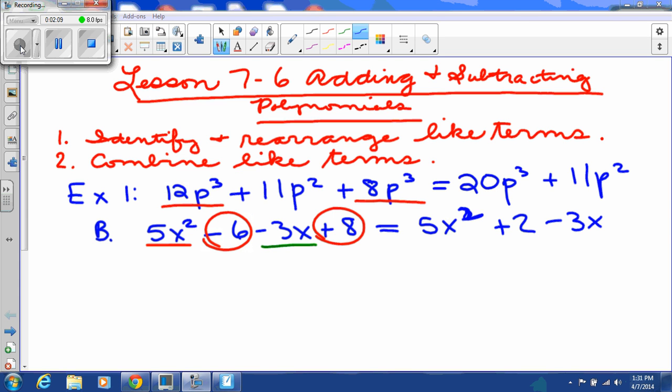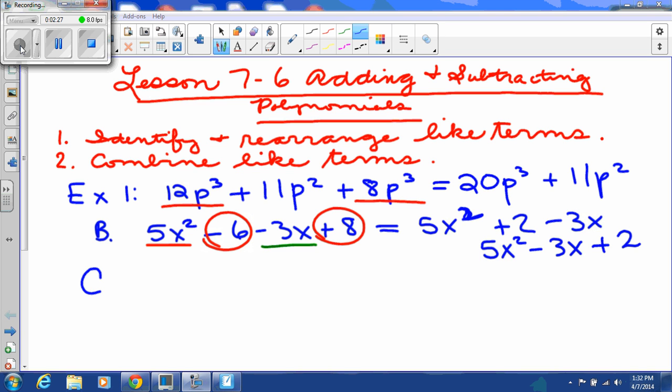Now remember, we can write this in standard form by writing the degrees in order from greatest to least. So 5x squared, which has a degree 2, minus 3x, which has degree 1, plus 2. Remember, constants have degree 0.